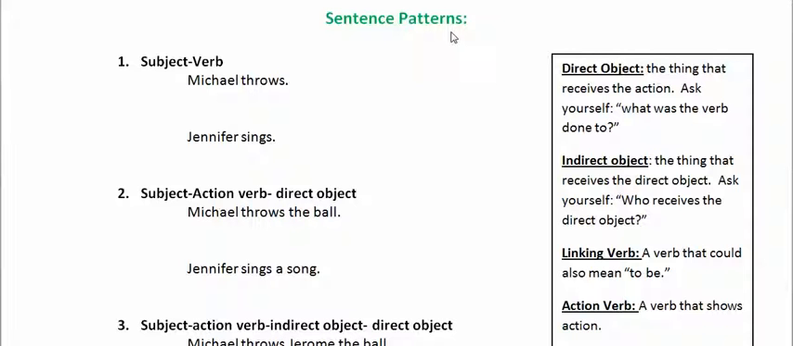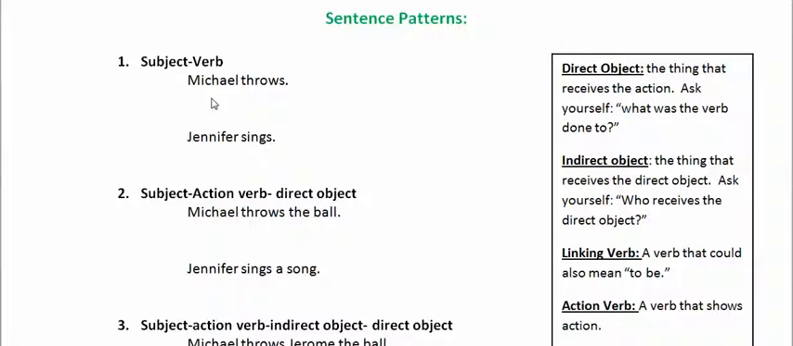We just watched a Brain Pop video that defined what a direct object was and what an indirect object was. So we're going to take what we learned from that video and apply it to our sentence patterns. The first sentence pattern is very simple. It is subject, verb. There are two words in these sentences. One is the subject, one is the verb.